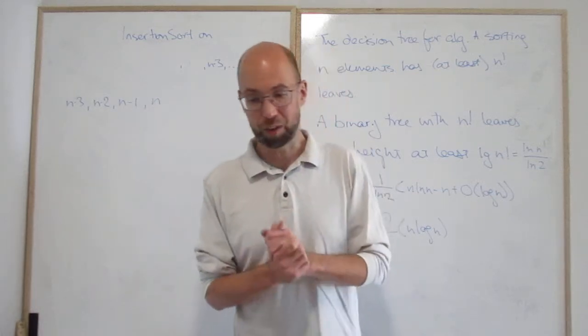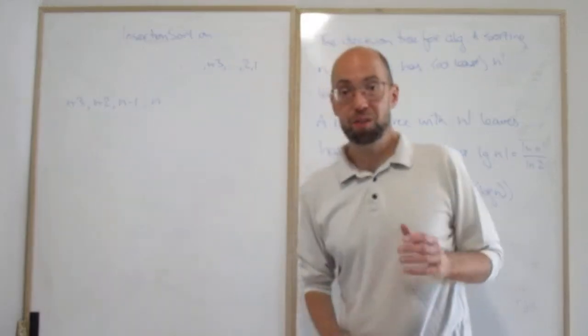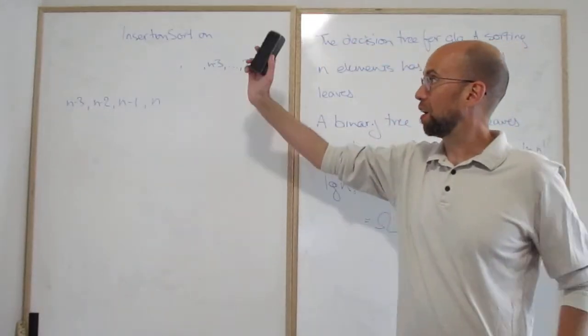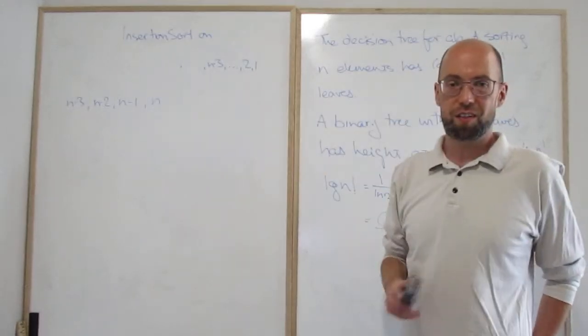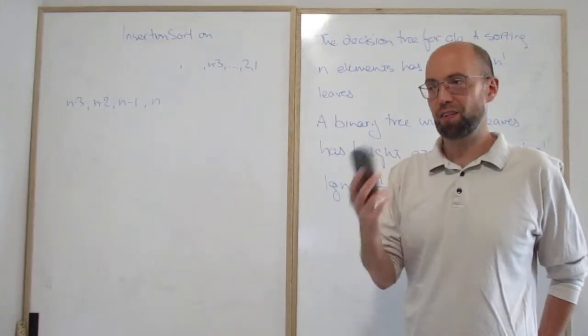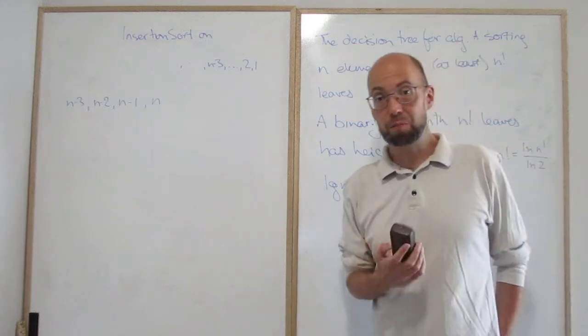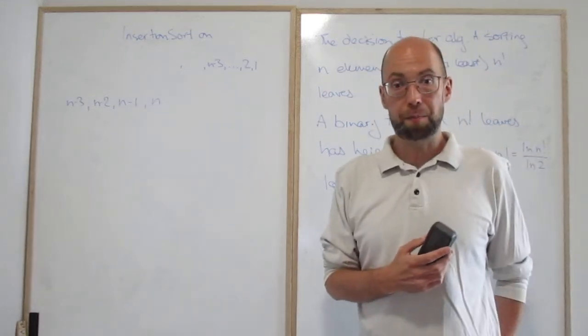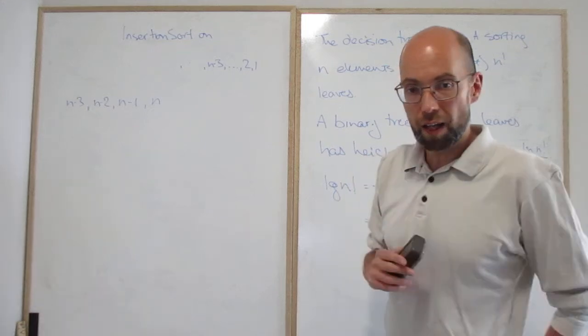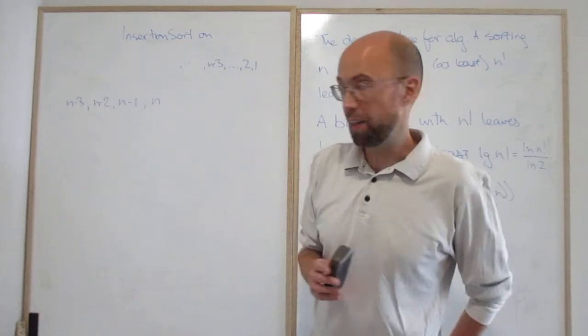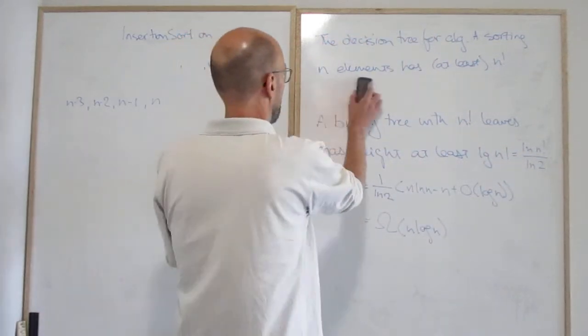Okay, merge sort. So let's talk about merge sort. It's not hard to show that insertion sort is quadratic and selection sort is quadratic. Let's see that merge sort is n log n in the worst case.